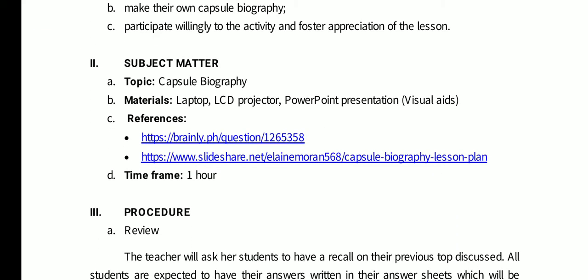Next, the subject matter. The topic I've chosen is capsule biography, and I believe the materials that I need to fulfill this lesson are a laptop, LCD projector, and PowerPoint presentation, which is for my visual aids. Here I have two references, from brainly.ph and slideshare.net, and my time frame for this lesson is only 1 hour.